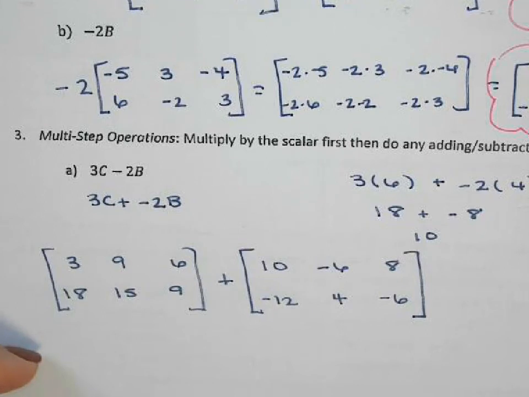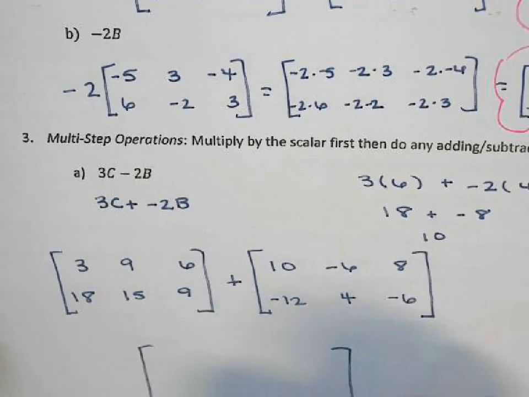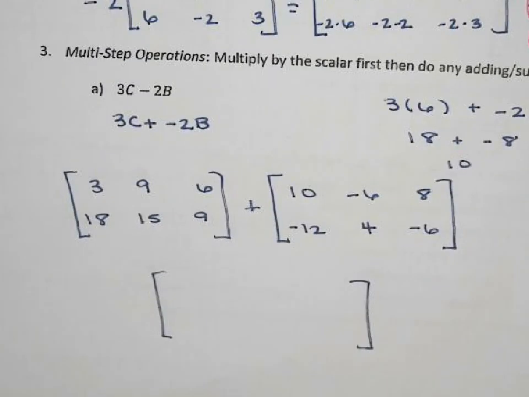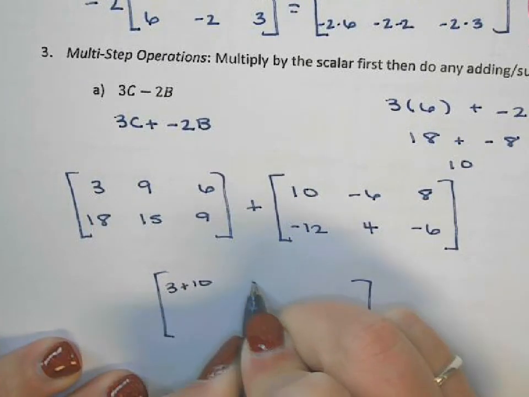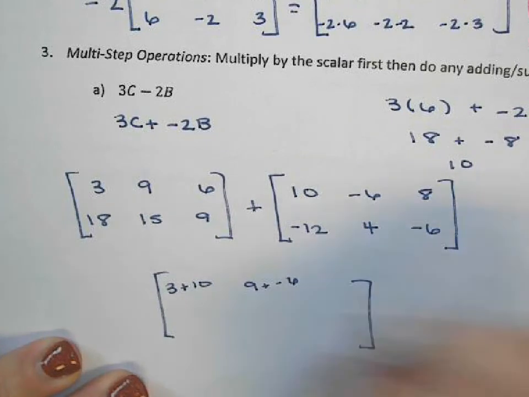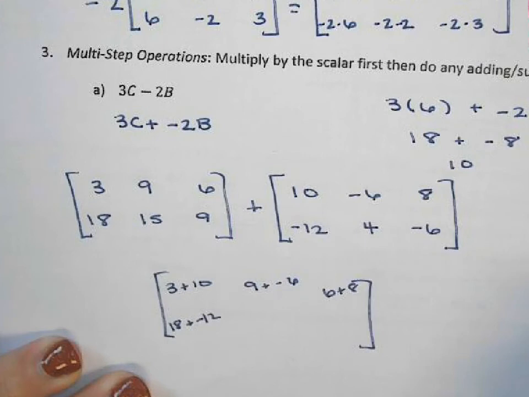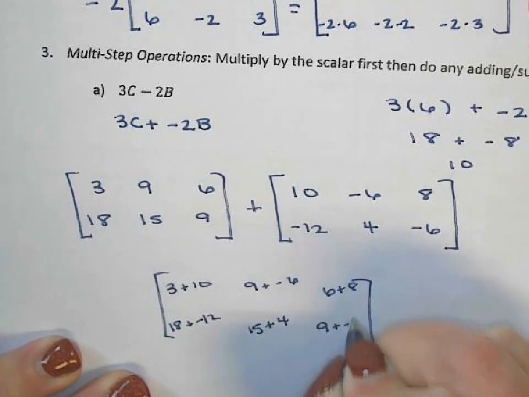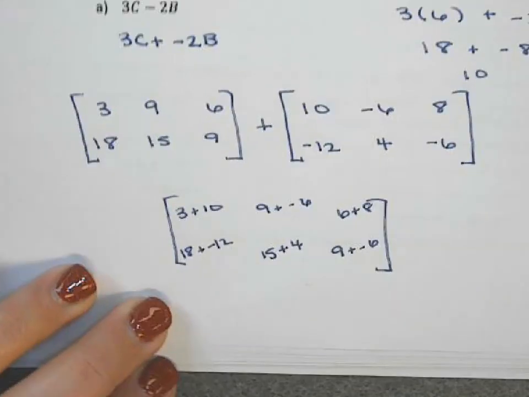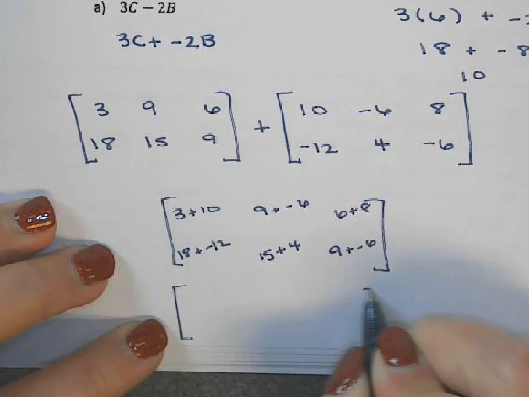Okay, so then since we're adding a 2 by 3 and a 2 by 3, our answer is going to be a 2 by 3. Maybe we'll want to do our workbox first. So we're going to have 3 plus 10. In the middle, we'll have 9 plus negative 6, 6 plus 8, 18 plus negative 12, 15 plus 4, and 9 plus negative 6 is my workbox. And then underneath that, I'm going to have my actual answer.